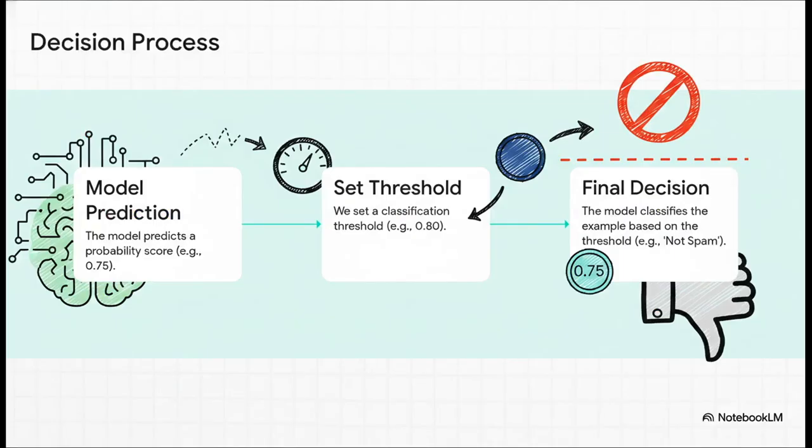So let's walk through exactly how this works. It's a super simple three-step dance. Step 1, the model spits out its probability score. Let's say for this email, it's 0.75. Step 2, we, the humans, set our classification threshold. Maybe we're being picky, so we set it high, at 0.80. And finally, step 3, the model makes its decision. Is 0.75 above our 0.80 line? Nope. So the final call is not spam. That's all there is to it.